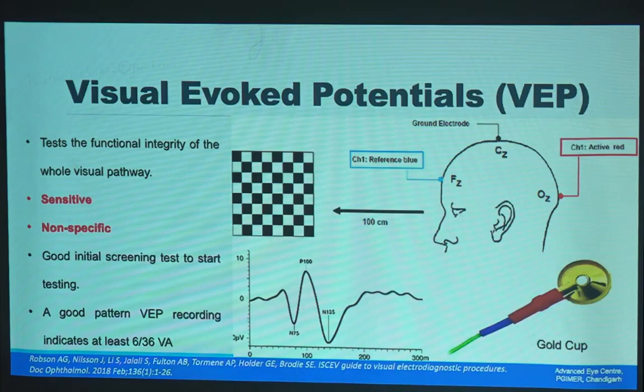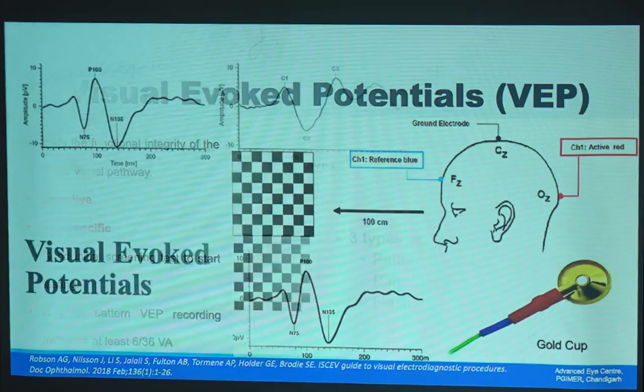So here there are 3 electrodes. One is the reference electrode that goes right here, your active electrode that goes at the occipital cortex to test the signal that is reaching there, and the ground electrode right at the top. All 3 are gold cup electrodes, and you will get 2 waveforms which are important, the N75 and the P100.